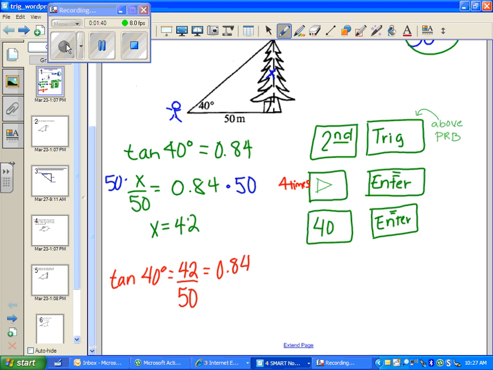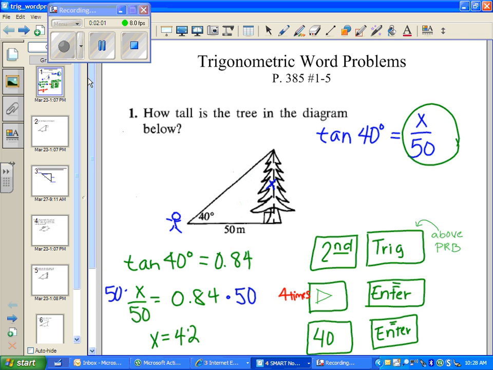Now, this is not how we're actually going to be solving these problems. I just want you to understand what it means when you see something like tan of 40 degrees or cosine of 30 degrees. All of that means is a decimal. When you see that, think this decimal, which is equal to a fraction. That's all it is. So let's get back to our equation that we've set up here.